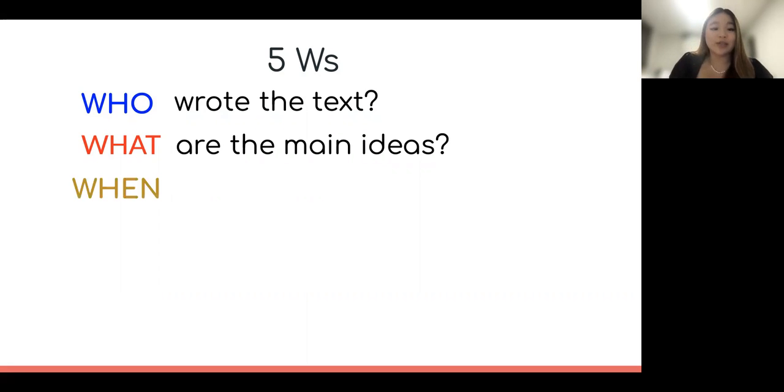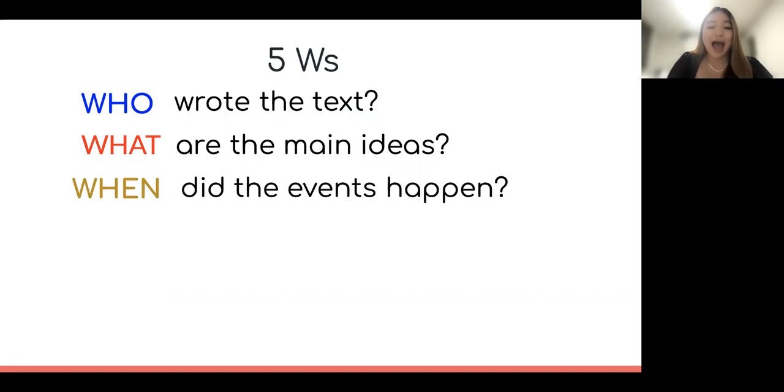The third W is when. When did the events happen? So when audiences or readers are reading a summary, they really want to know what happened in a logical order, right? We want to know the narrative of a person's story when we're looking at a biography, or a logical way of thinking about the discovery of cells if we're reading a science textbook.